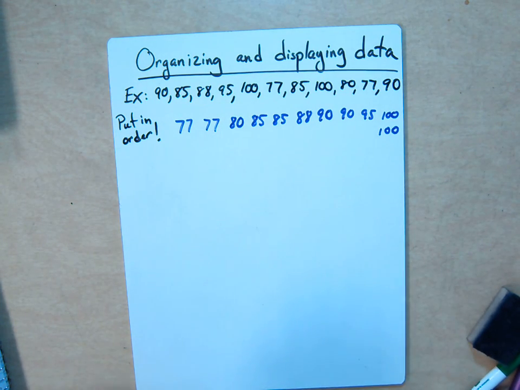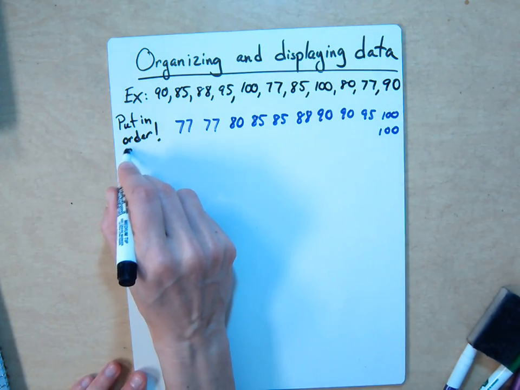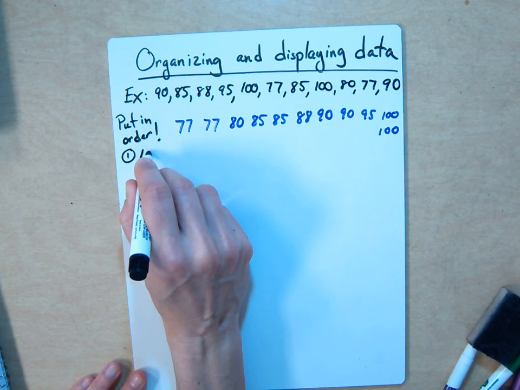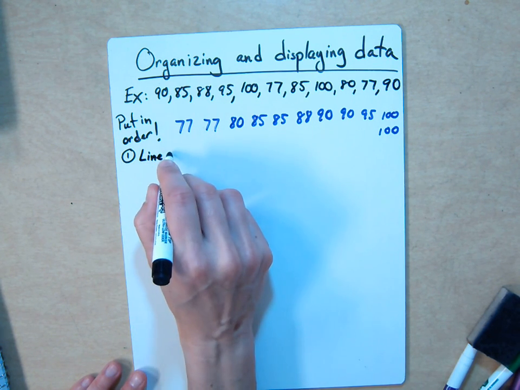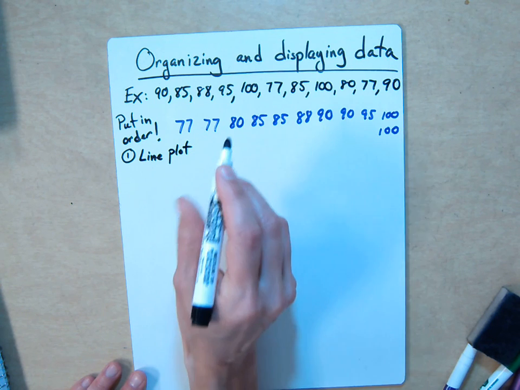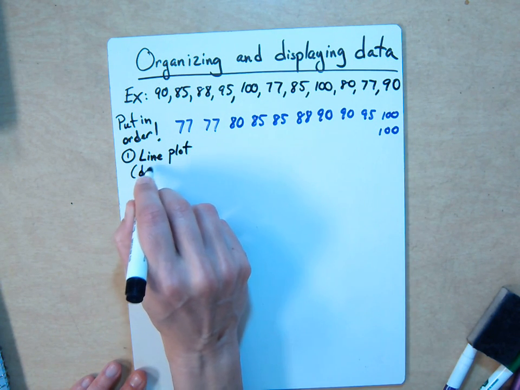Okay, so let's see here. The first way of looking at this is called a dot plot or a line plot. This is probably the most basic way of displaying data. It's called a line plot. It's easy to do by hand. Line plot or dot plot.